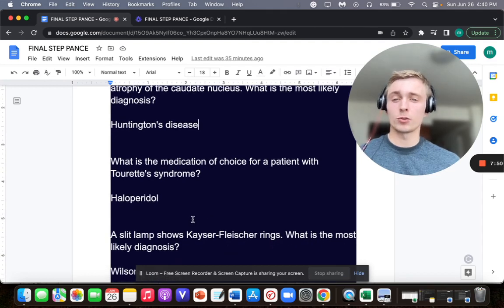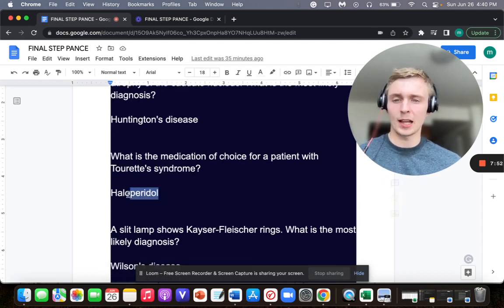What medication is the treatment of choice for Tourette syndrome? That's going to be haloperidol. So haloperidol for Tourette syndrome.